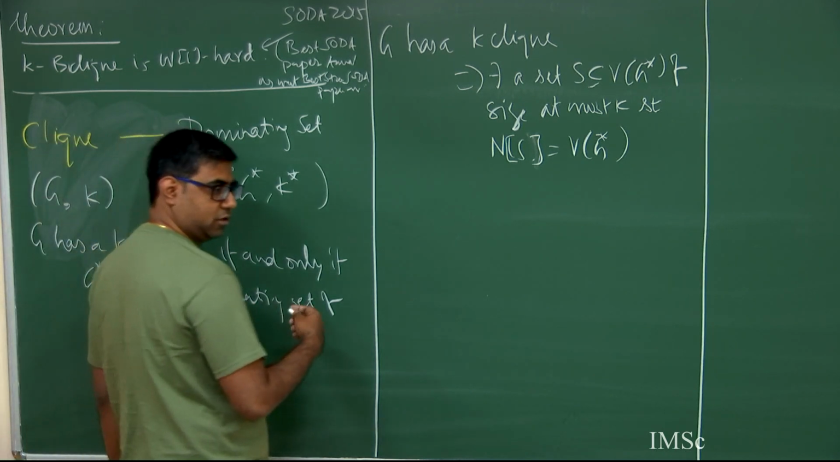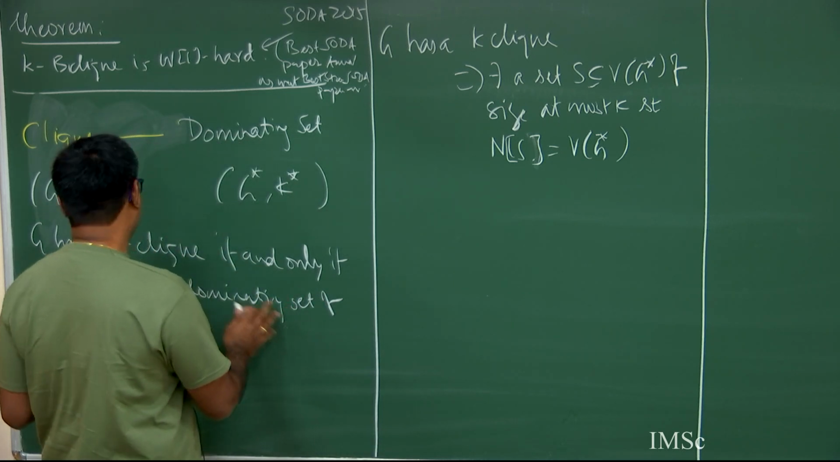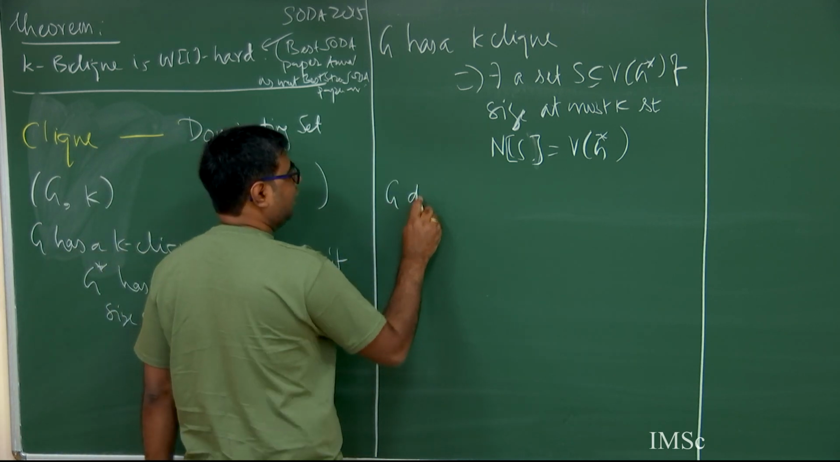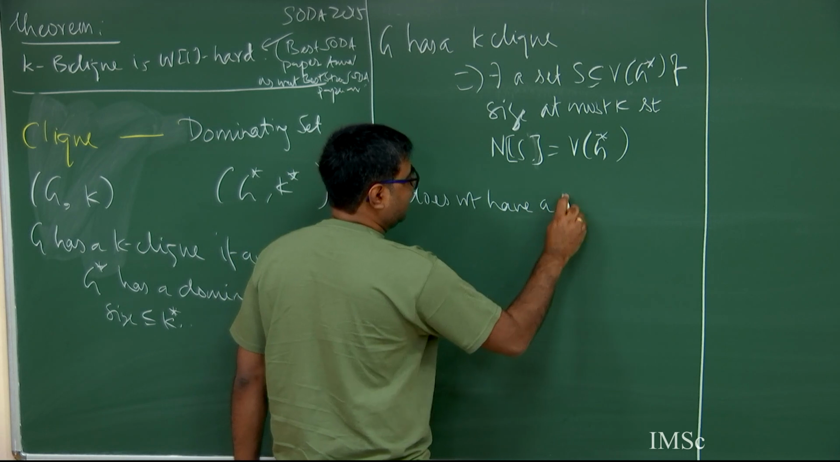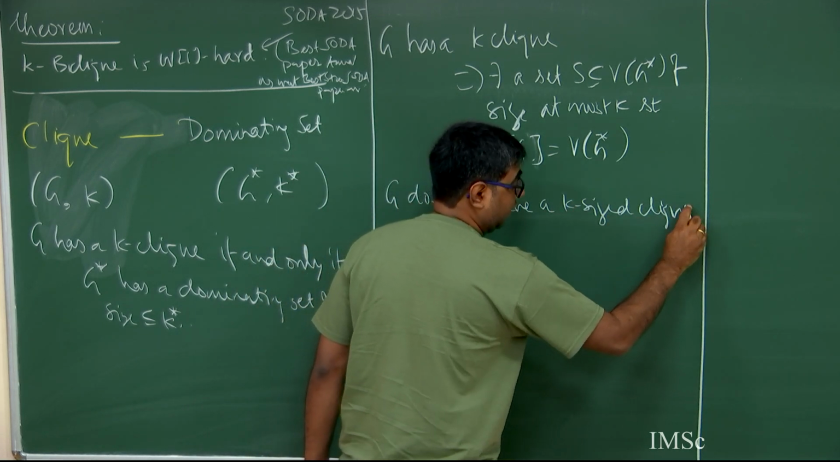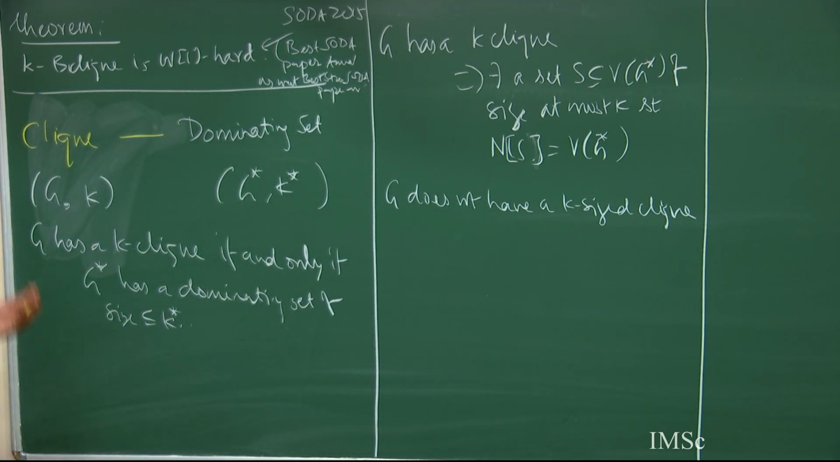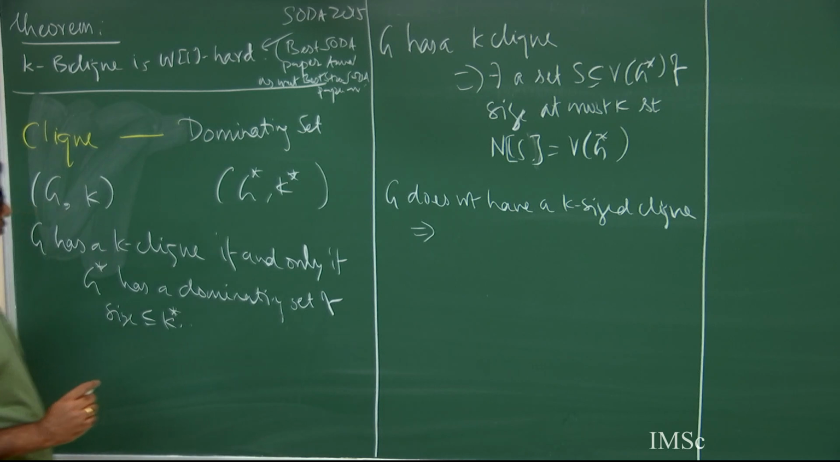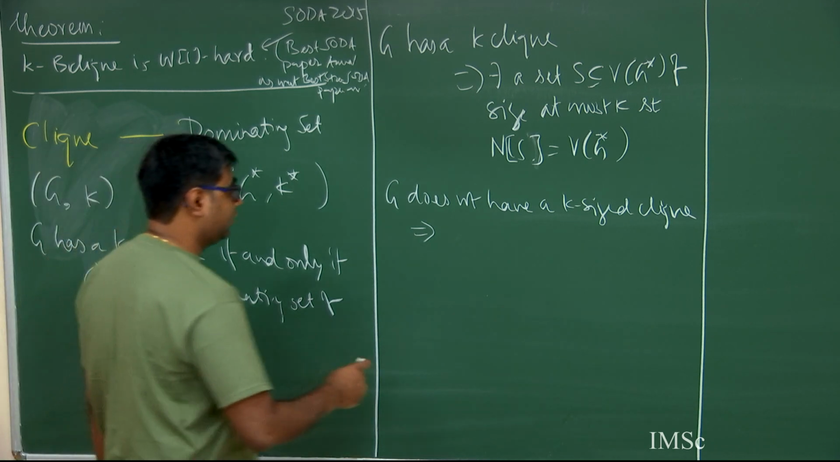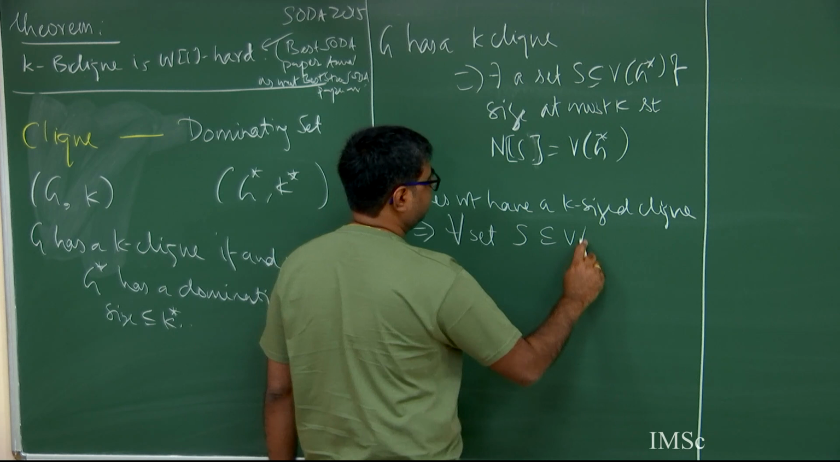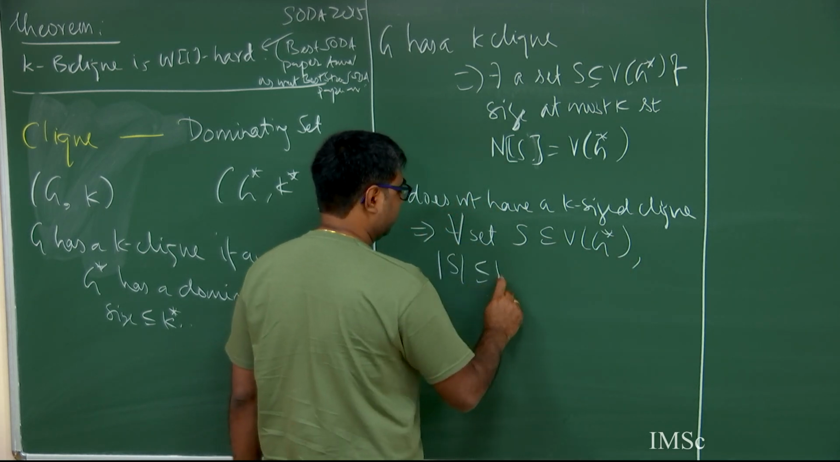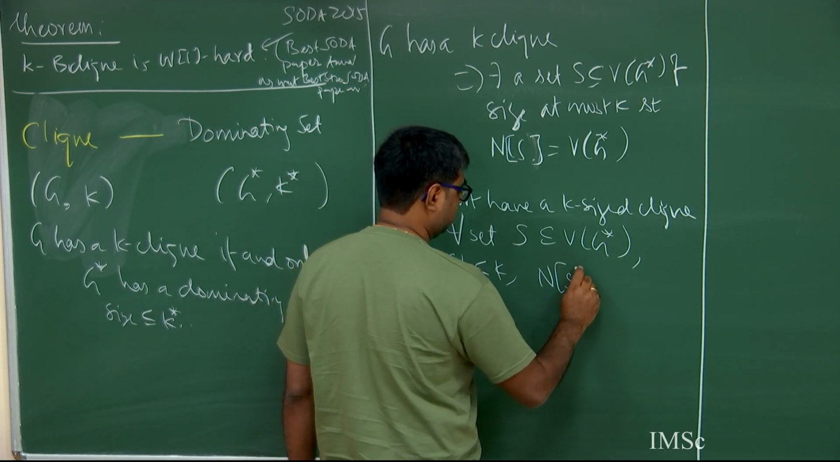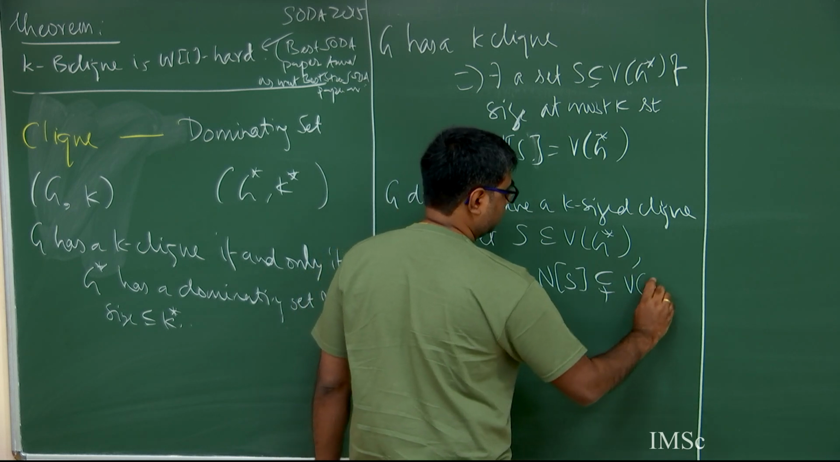Now let's assume the other way. If G* has a dominating set of size at most k*, then G has a k-clique. But let's say G does not have a k-sized clique. Clearly, if a graph does not have a k-sized clique, then it does not have a larger clique either, right? What does that imply? That should imply that the smallest dominating set of G* is at least k*+1. So what does this say? For all sets S subset of V(G*) with |S| at most k*, N[S] is properly contained in V(G*).